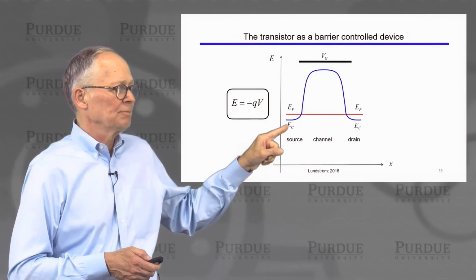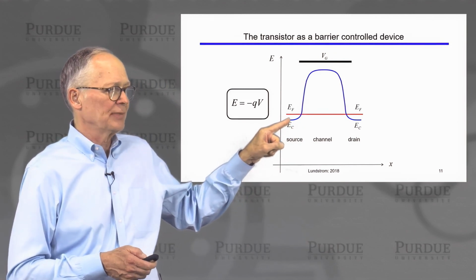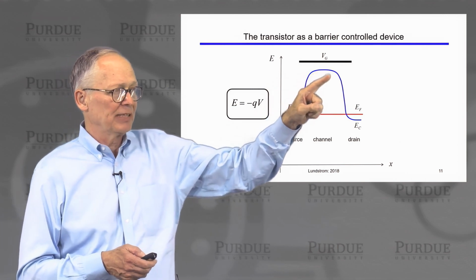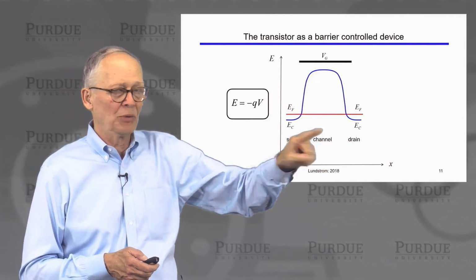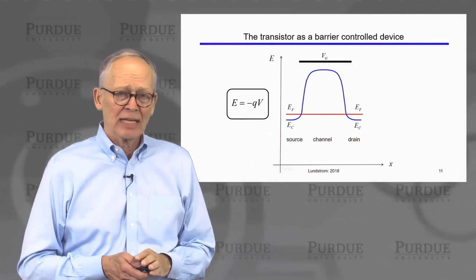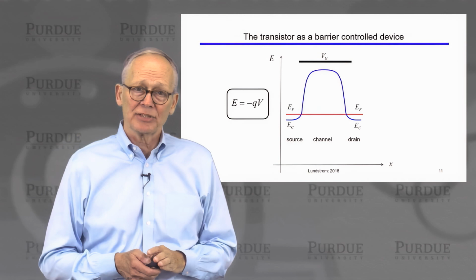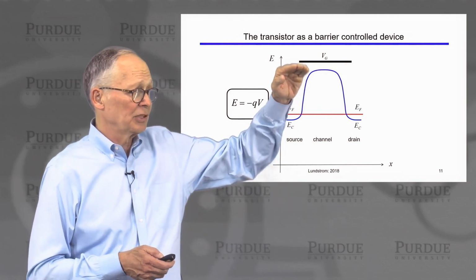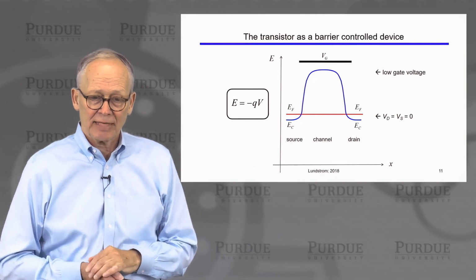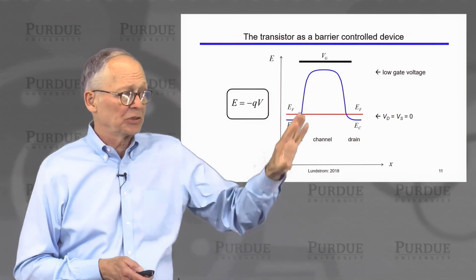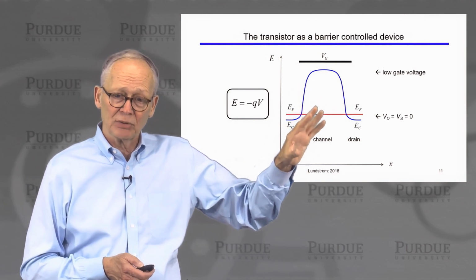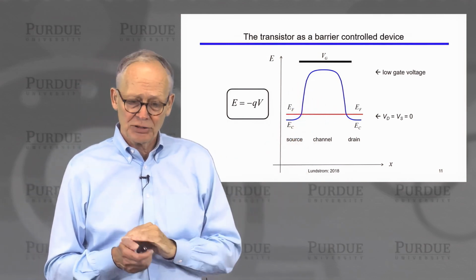So here we have the conduction band versus position. Here's the N-type source. It goes way up in the P-type channel, and it comes down in the N-type drain. And then I have a gate electrode here, and we're going to apply a positive voltage to the gate electrode. The positive voltage is going to lower the energy in the channel and bring it down. So this is what the situation looks like when we have no gate voltage or a low gate voltage, no drain or source voltage.